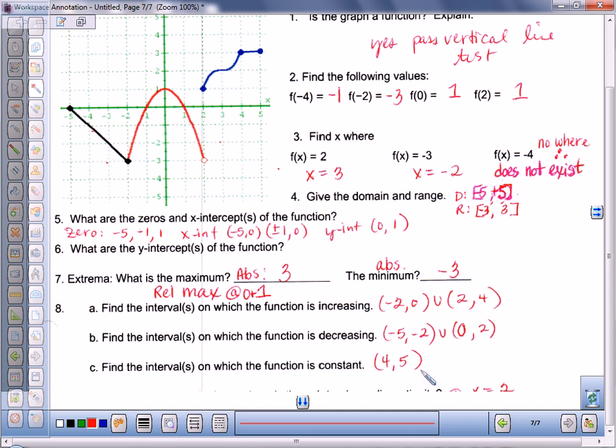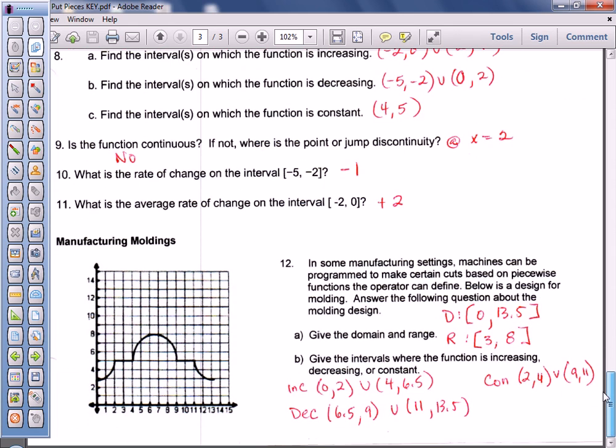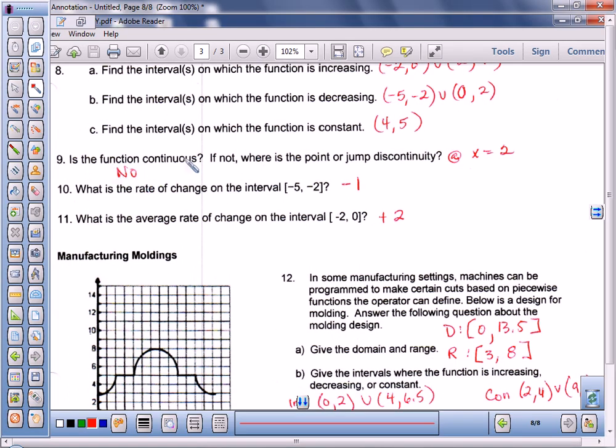Did you notice that this function is not continuous? There was a jump discontinuity. Did you see that? There was a jump. It jumped from here to up here. And what is the x value right there where it jumped? The x value was 2.